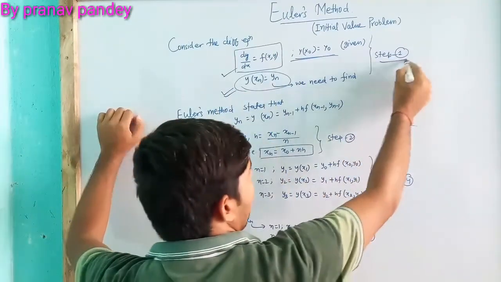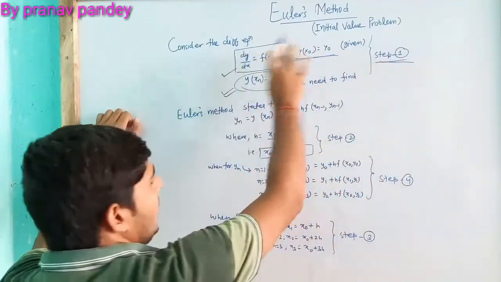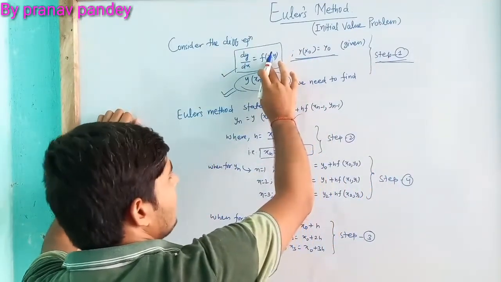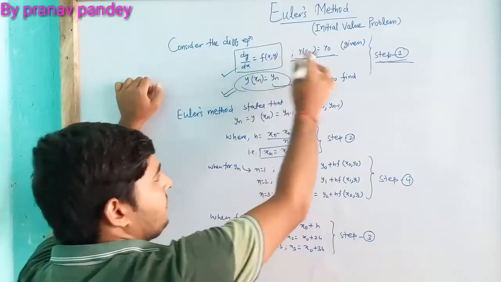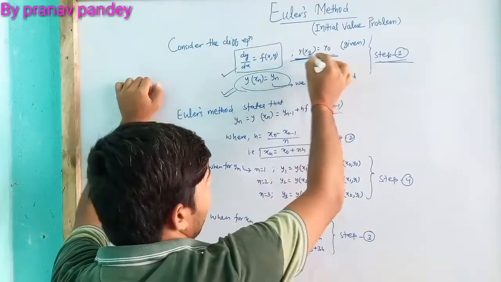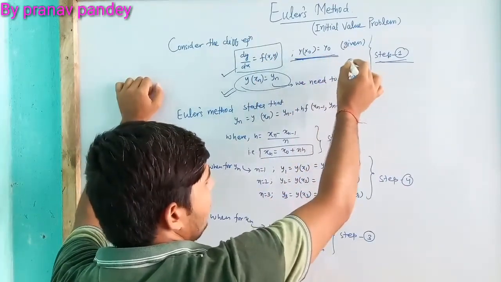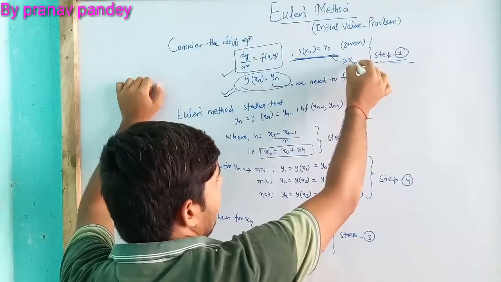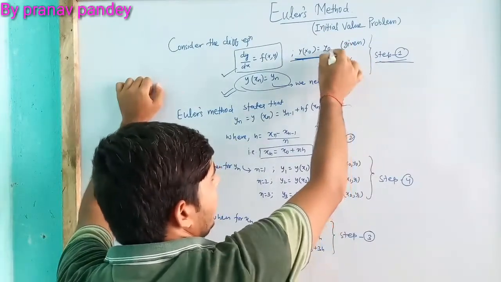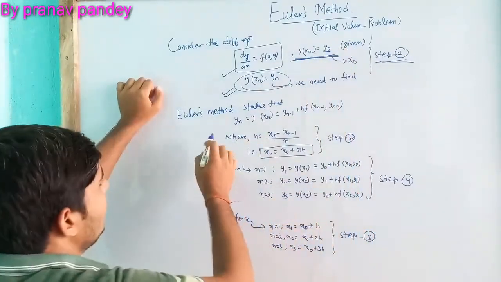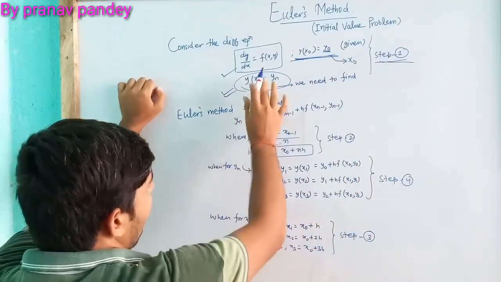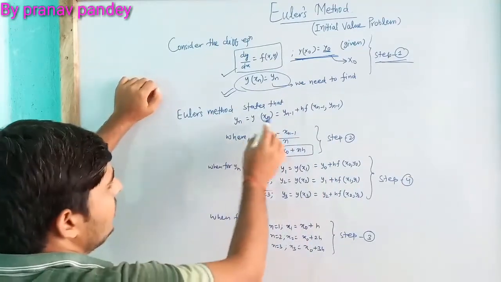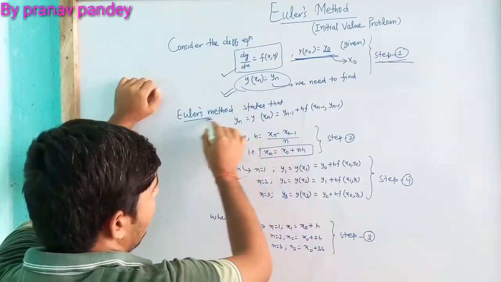This is step 1. In step 1 we need to identify the differential equation in the question, and then identify this y of x naught is equal to y naught. From here we will find the value of x naught, and also we can get the value of y naught.